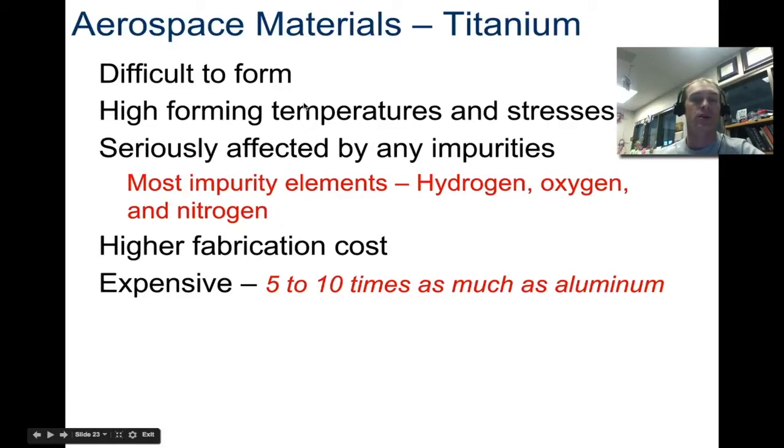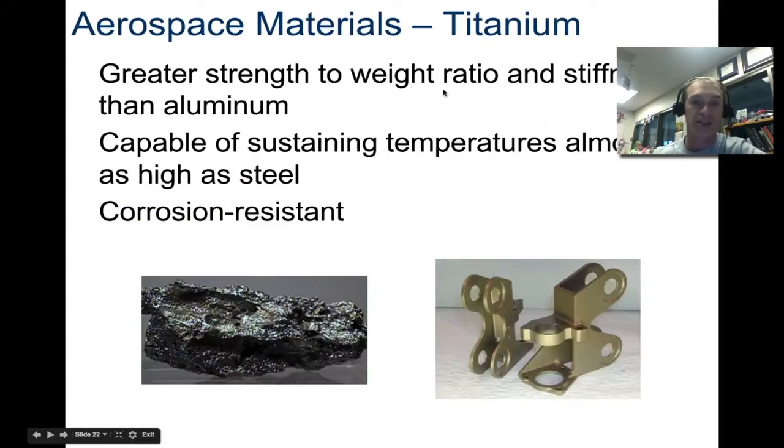So if you want to extrude it or form it or shape it, you got to get really hot and you have to have a lot of pressure involved. It's also very expensive, which is why it's only used in applications that need this super great strength to weight ratio, and to be able to sustain high temperatures like that of steel.